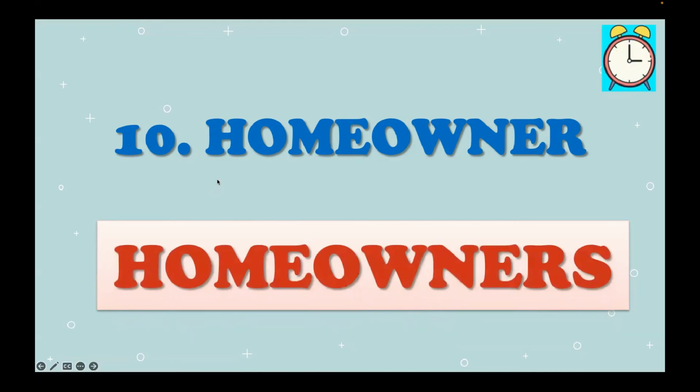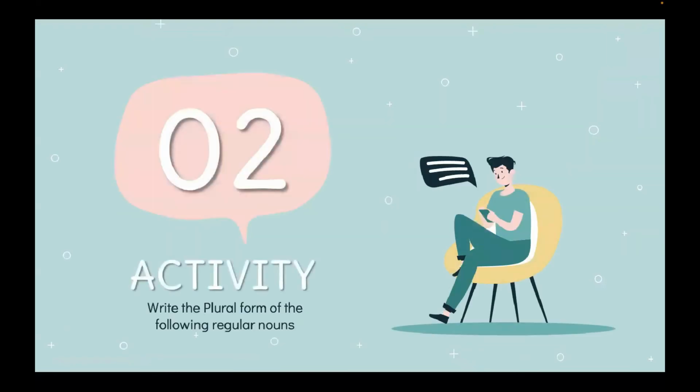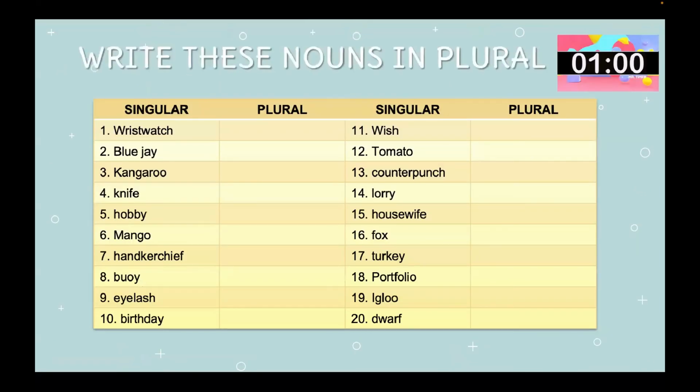Were you able to get all the items correctly in activity 1? Very good. If not, we still have activity 2. This time in activity 2, all you have to do is to write the plural form of the following regular nouns. Once again, you are given 1 minute to work on this activity. Let us begin.